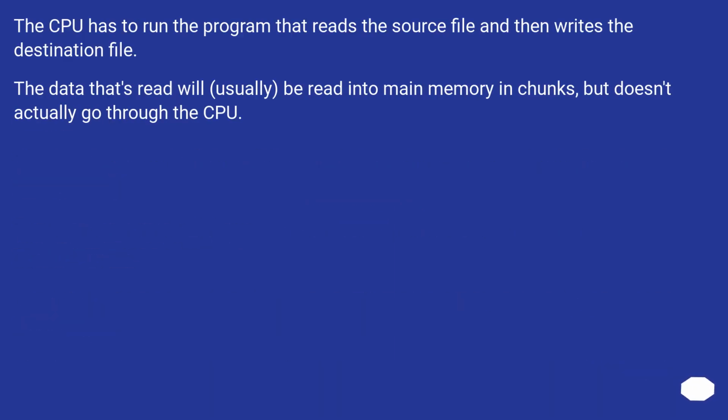The CPU has to run the program that reads the source file and then writes the destination file. The data that's read will, usually, be read into main memory in chunks, but doesn't actually go through the CPU.